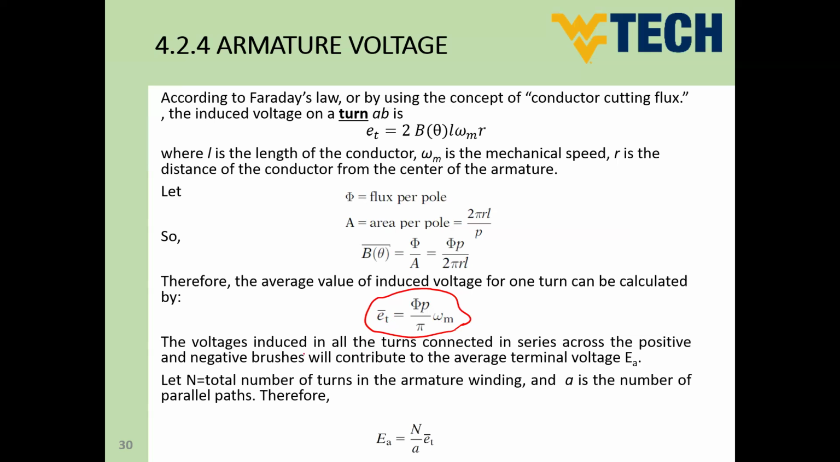So the voltage induced in all turns connected in series across the positive and negative brushes will contribute to the average terminal volt E. So if you would like to get the average volt now, you should multiply the induced volt times N divided by A. So N is the total number of the armature winding turns, and A is the number of parallel paths. So this is going to be the relation now. E equals N divided by A times the total induced voltage, which is phi P divided by pi times omega M.